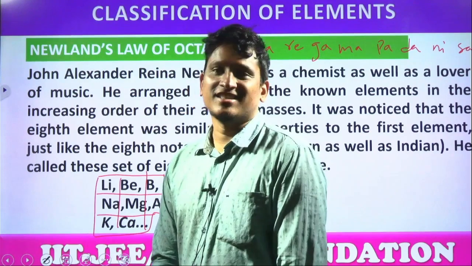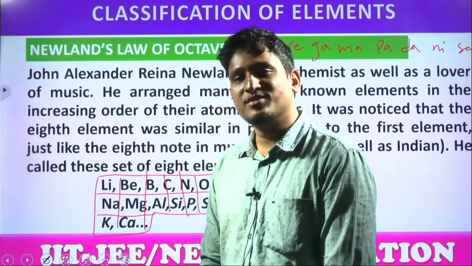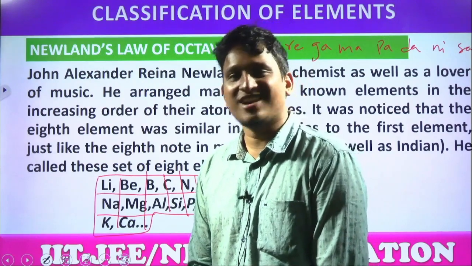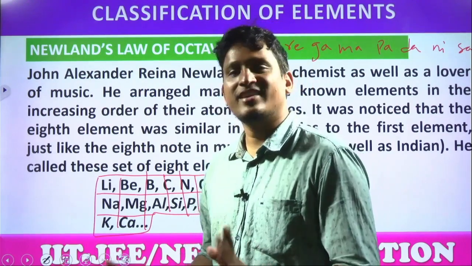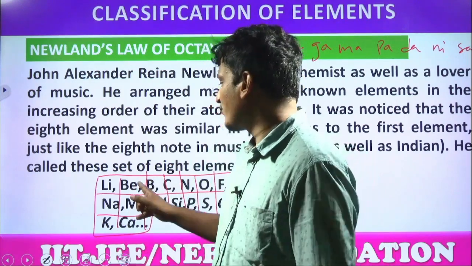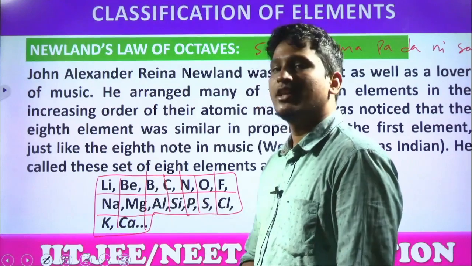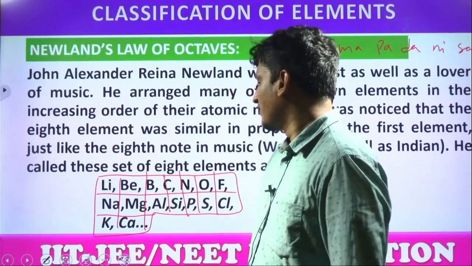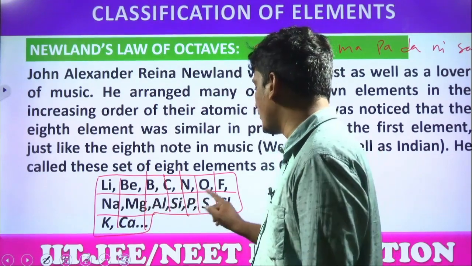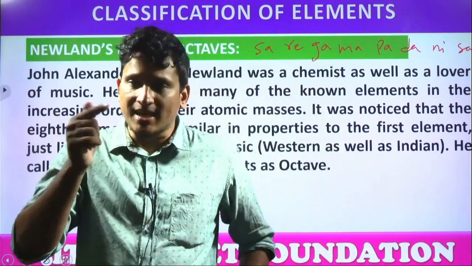Is there any sense in comparing the classification of these elements with music? Absolutely no. Yes, sir, no, students. But he gave it because it is applicable for this set. That's it. Let's count from beryllium: 1, 2, 3, 4, 5, 6, 7, 8. Beryllium, magnesium. That's why they are placed in the same group. Let's count from magnesium. If you count from any element, the eighth element is placed under that.